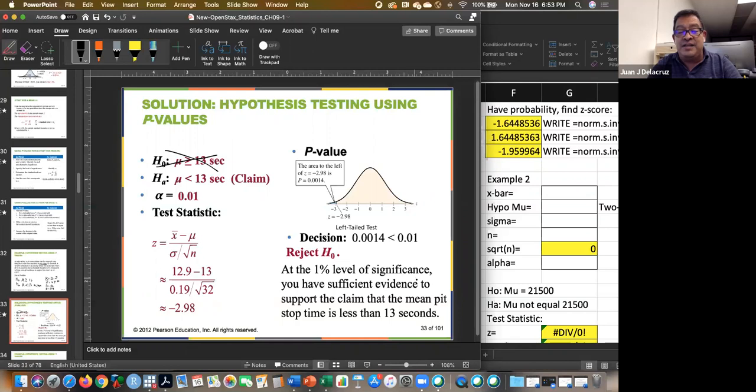So at the 1% level of significance, we have sufficient evidence to support the claim that the mean pit stop is less than 13 seconds. So that's very important. We were able to compare the p-value, which is the area under the curve, based on our data, with the alpha, and I determine that the p-value is less than the level of significance. So I determined to reject H naught, and I wrote the statement.